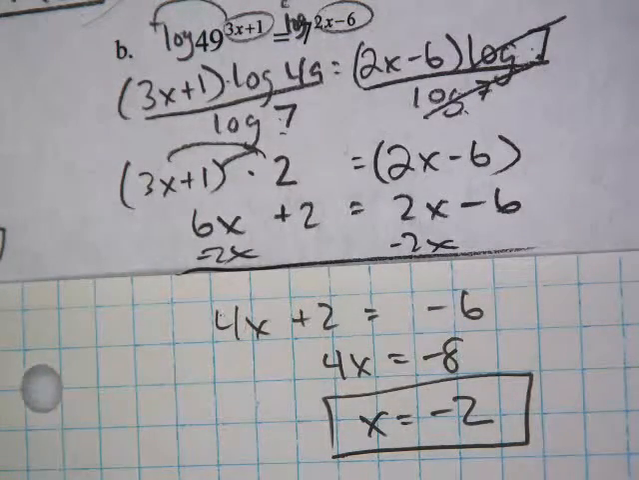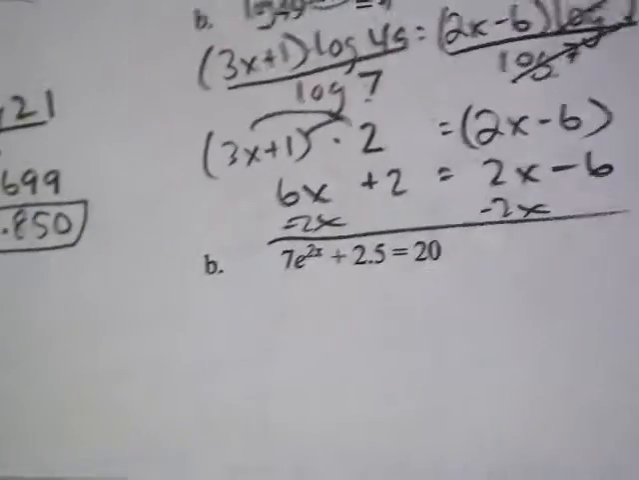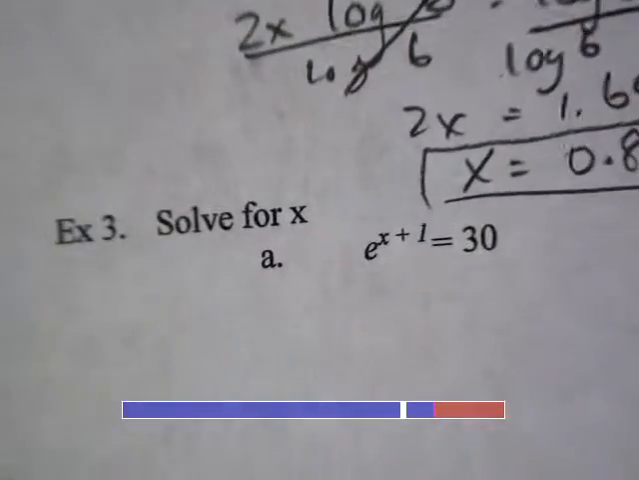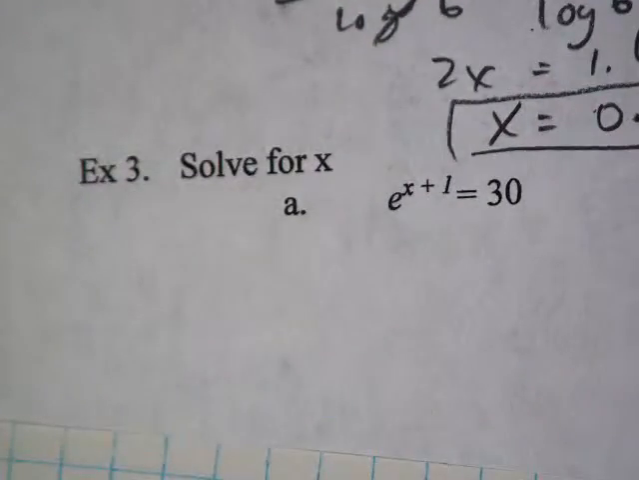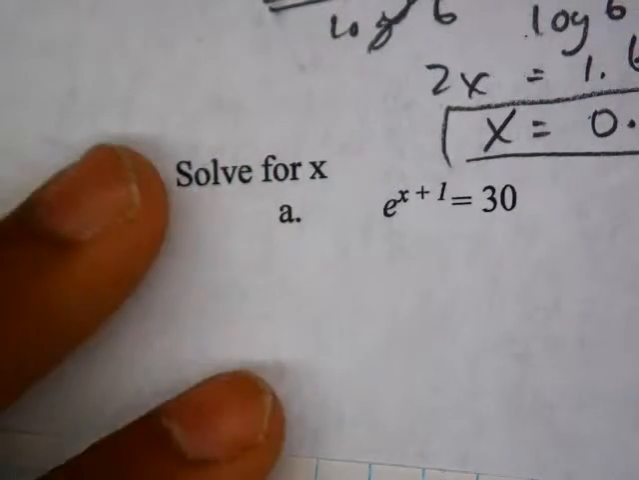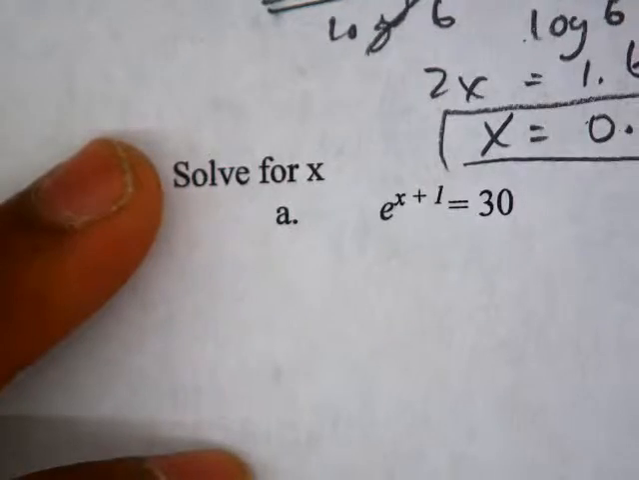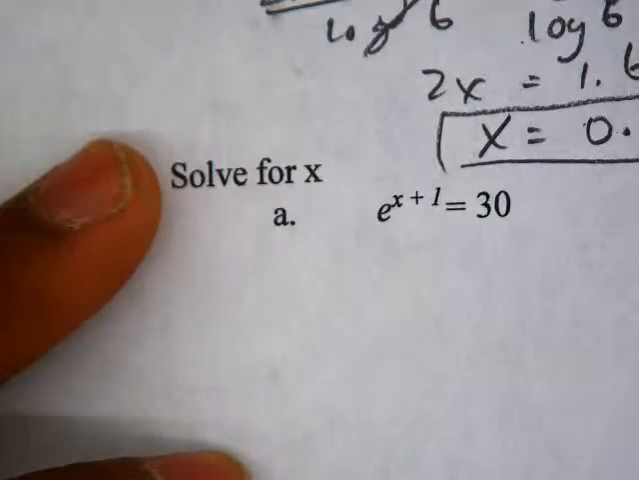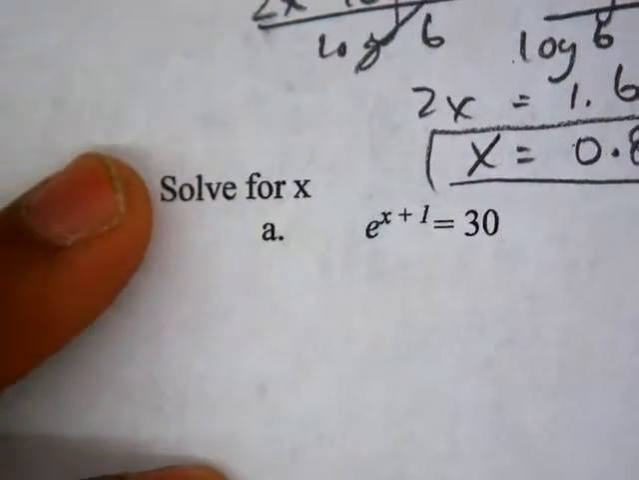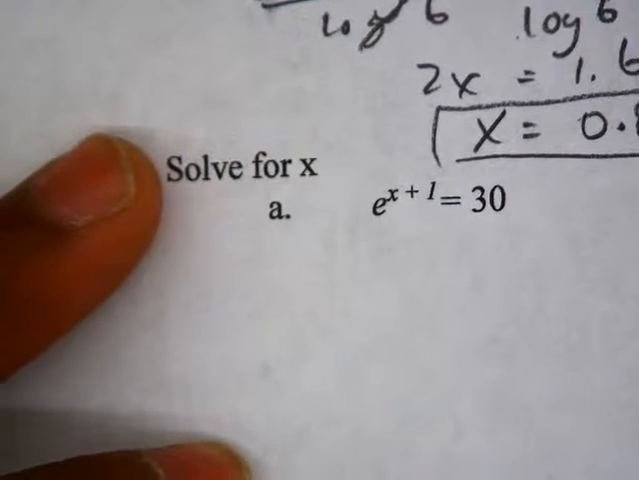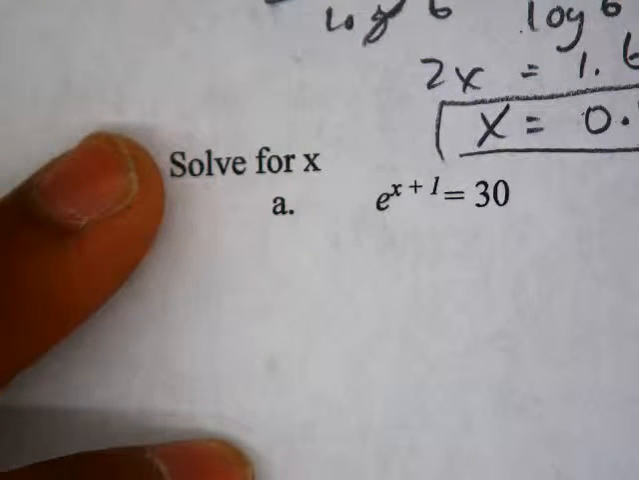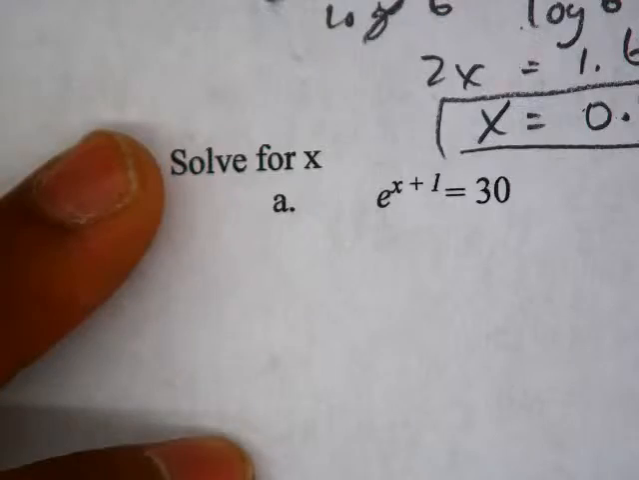Let's look at 3 and 4. How are those different? They have e. So in 3a, I have e to the x plus 1 equals 30. So nothing else is different. It's just base e. So in the last couple of problems, we took the common log on both sides. Can you guys guess what we're going to do to both sides in this case?